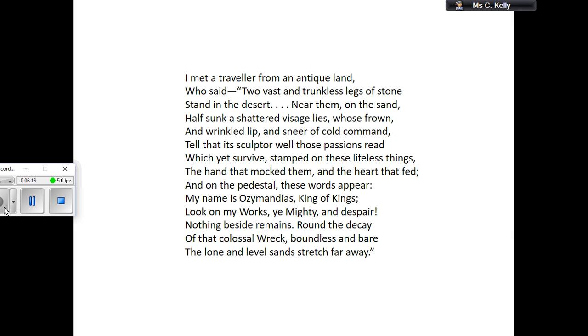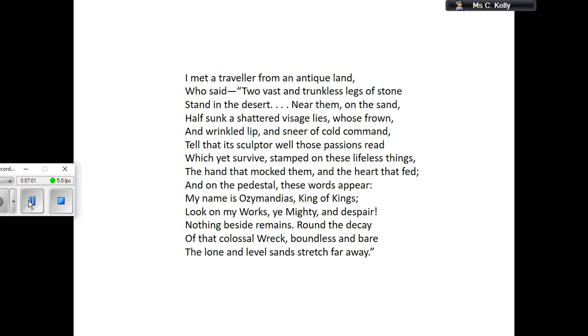I met a traveller from an antique land who said, "Two vast and trunkless legs of stone stand in the desert. Near them on the sand, half sunk, a shattered visage lies, whose frown and wrinkled lip and sneer of cold command tell that its sculptor well those passions read, which yet survive, stamped on these lifeless things, the hand that mocked them, the heart that fed. And on the pedestal these words appear: My name is Ozymandias, King of Kings. Look on my work, ye mighty, and despair. Nothing beside remains. Round the decay of that colossal wreck, boundless and bare, the lone and level sands stretch far away."